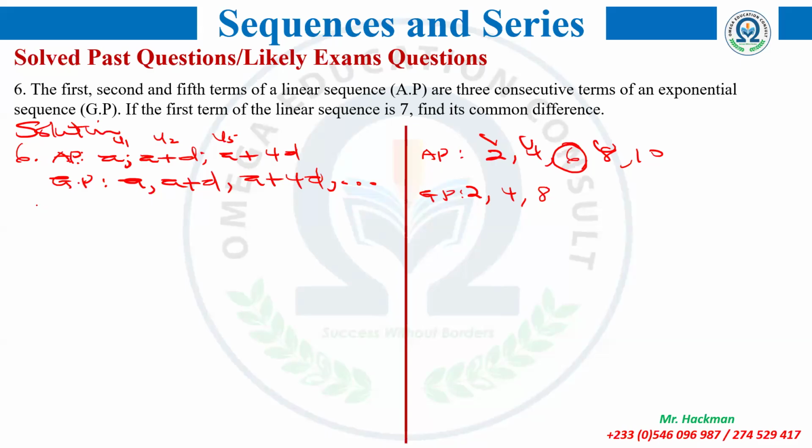Okay, but in the question, we are told that A, the first term of your linear sequence, is equal to what? 7. So can I say that this implies that consecutive terms of my GP, not the actual GP, will be equal to 7, comma, then 7 plus D, comma, then 7 plus 4D. Do you agree?